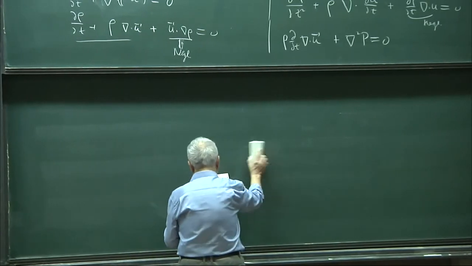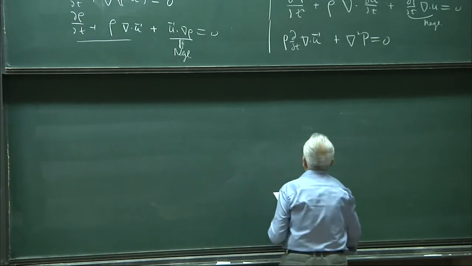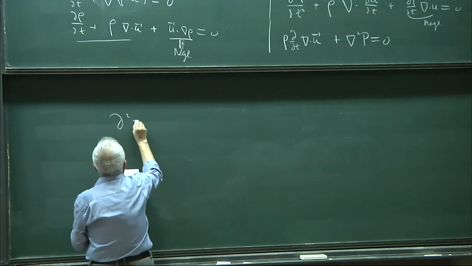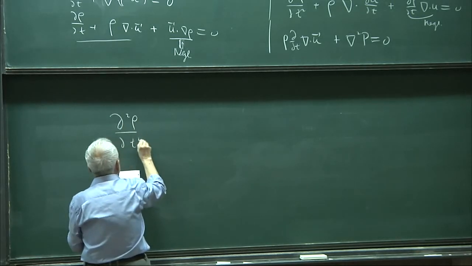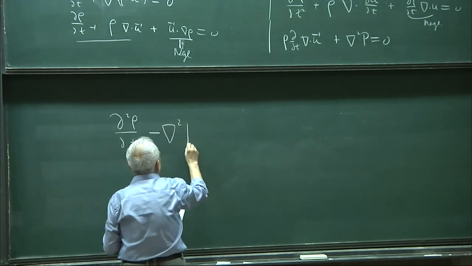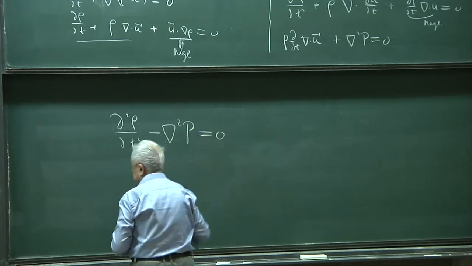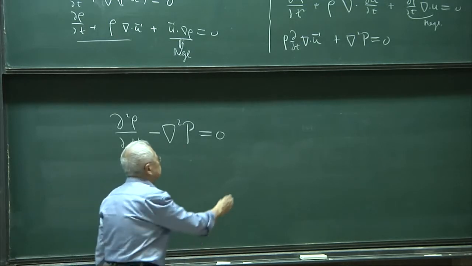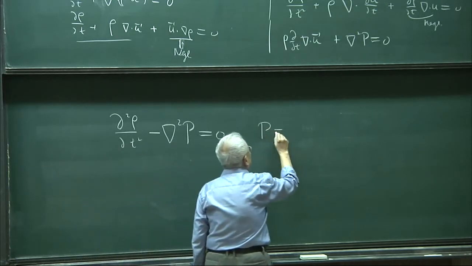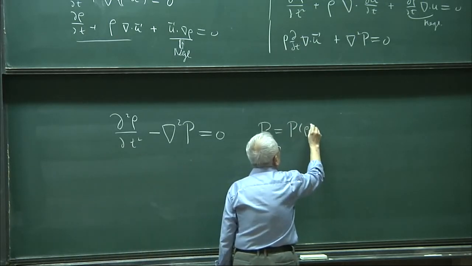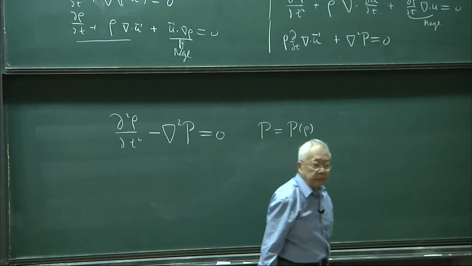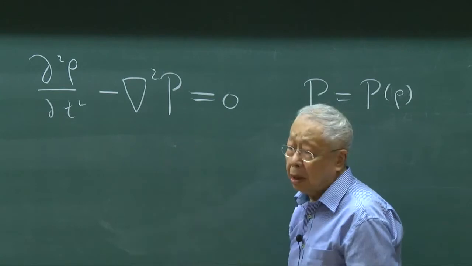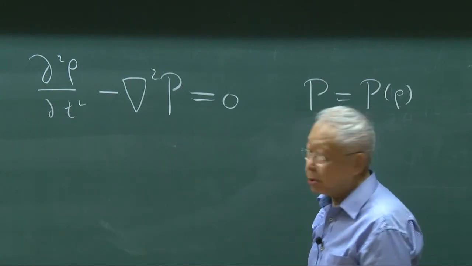Now you add these two, you subtract this equation. You subtract those equations, and you get d squared rho dt squared minus Laplacian of p. Now p is the pressure. The pressure is a function of rho. That's called the equation of state. So when I take the derivatives of p, I can convert those into derivatives with rho.